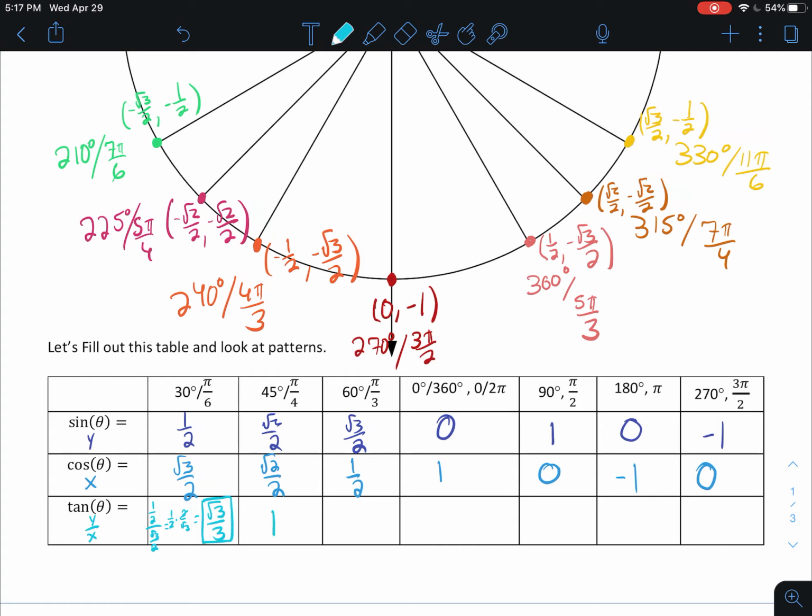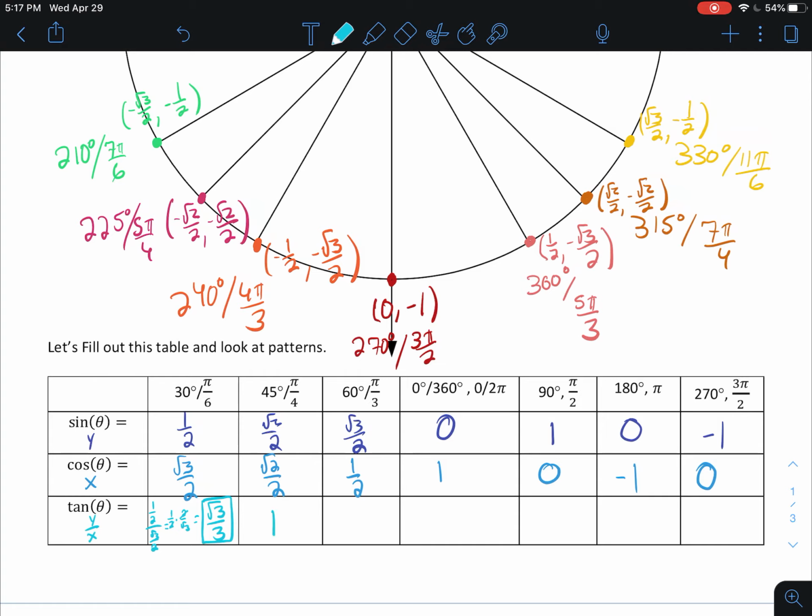The tangent of 0 is going to be 0 over 1, which is just 0. The tangent of 90 degrees is going to be 1 over 0, which is undefined. You can just call it U and D if you would like for short. At 180 degrees, the tangent is 0 over -1, so that gives us 0 again. And then the tangent of 270 is -1 over 0, which again is another undefined one that we get.